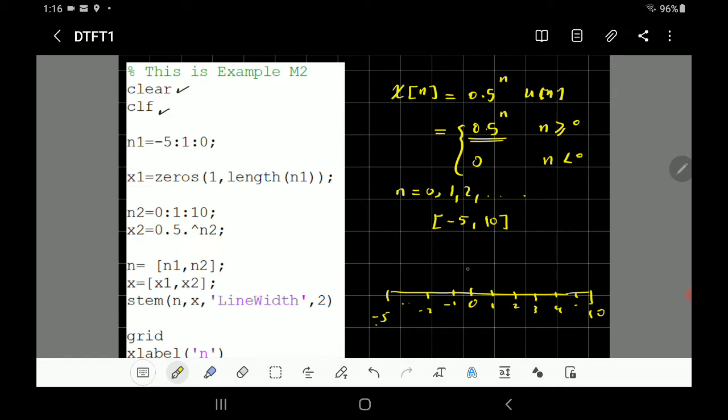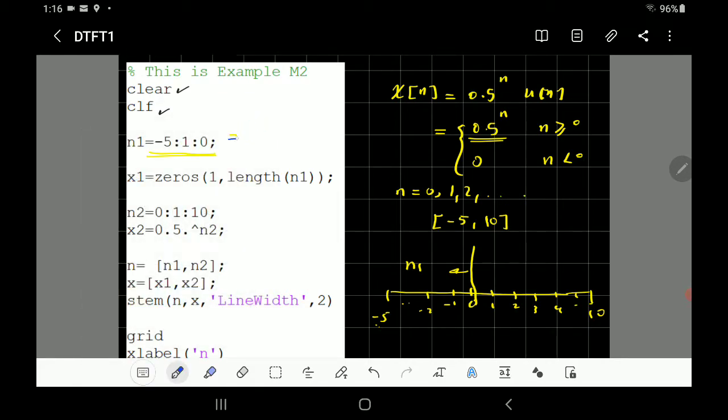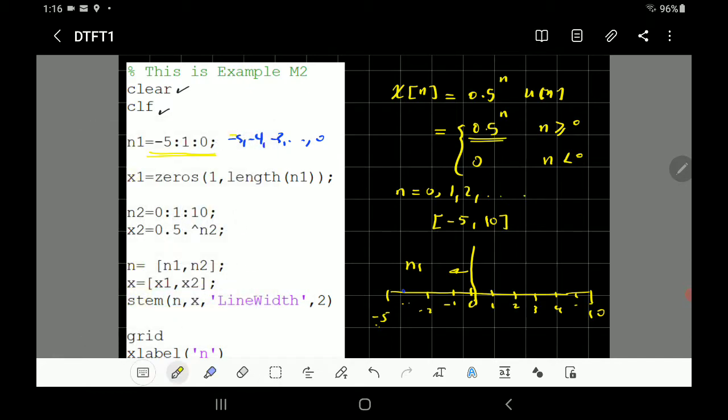I'm going to divide it into two periods. The period to the left I call n1. So n1 starts from minus 5 till 0, with a step of course of 1. That means you have minus 5, minus 4, minus 3, and so on till 0. During this interval, all the signal values are equal to 0, so you want to give it 0.